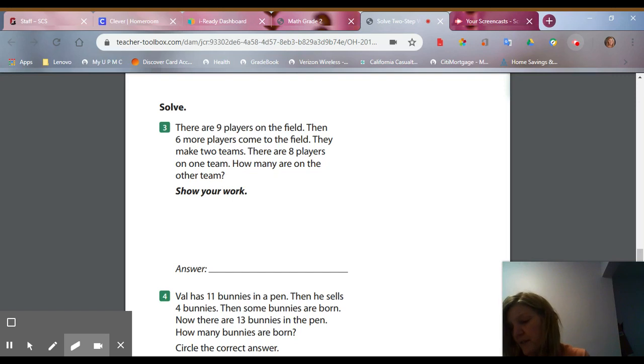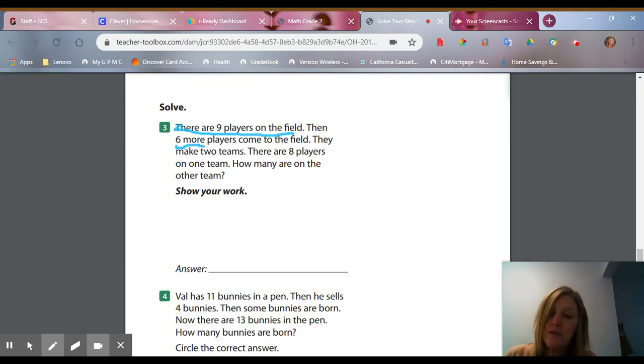All right, so the first thing you need to figure out is, let's choose a different color here. There are 9 players on the field. That's important. Then you know 6 more players come to the field. The other important information is they make 2 teams. There are 8 players on one team. And the question you're trying to answer is how many players are on the other team?